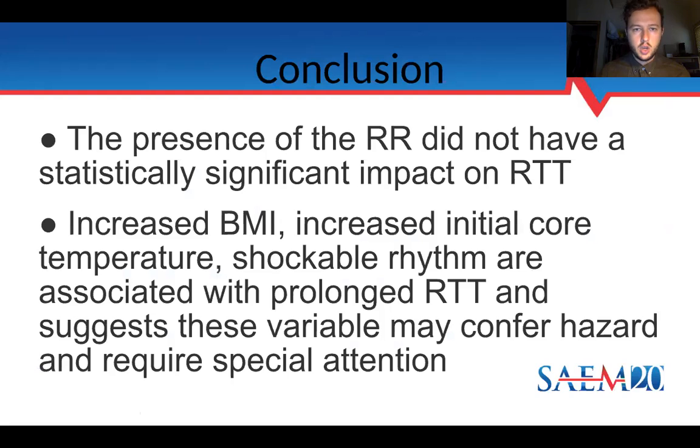So in conclusion, the presence of an RR did not have a statistically significant impact on RTT, whereas increased BMI, core temperature, and shockable rhythm were associated with prolonged RTT. And these are variables that may confer hazard and require special attention in such cases.